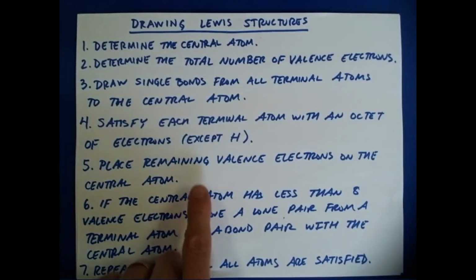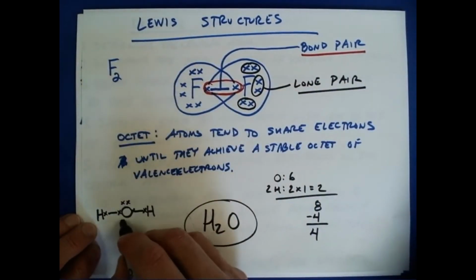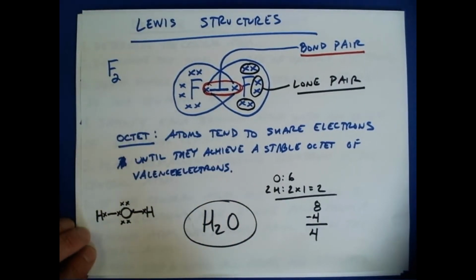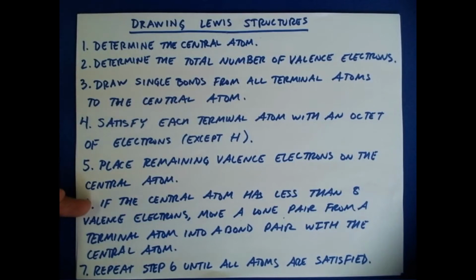And those 4 that are left over, those are remaining, and they go on the central atom. And so I'm going to place those in lone pairs around the central atom like this. Notice I put 1 lone pair up here and 1 lone pair down here. Now that we've taken care of this particular step, we move on to step 6. If the central atom has less than 8 valence electrons, we're going to move a lone pair from a terminal atom into a bond pair with the central atom.